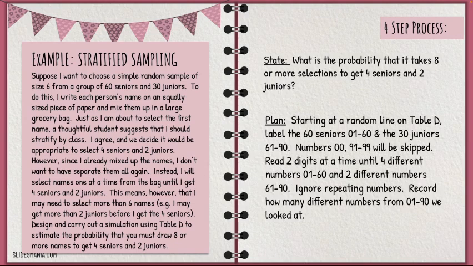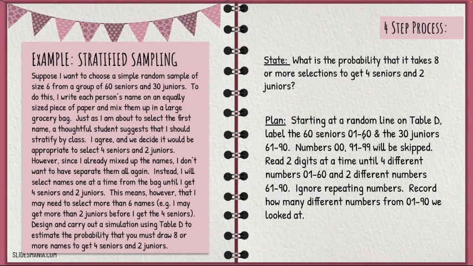Plan. So it does tell us that we are going to use Table D. And we're just going to look at snippets of Table D right now. Label the seniors 01 to 60, and the 30 juniors 61 to 90. Numbers 00 and 91 to 99 will be skipped. Read 2 digits at a time until 4 different numbers, 01 through 60, and 2 different numbers, 61 to 90. Ignore repeated numbers and record how many different numbers from 01 to 90 we looked at.